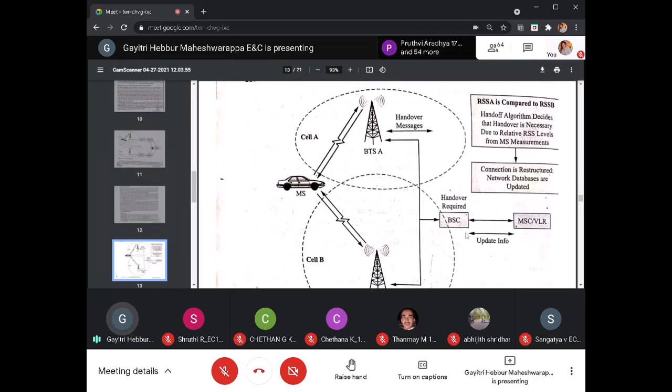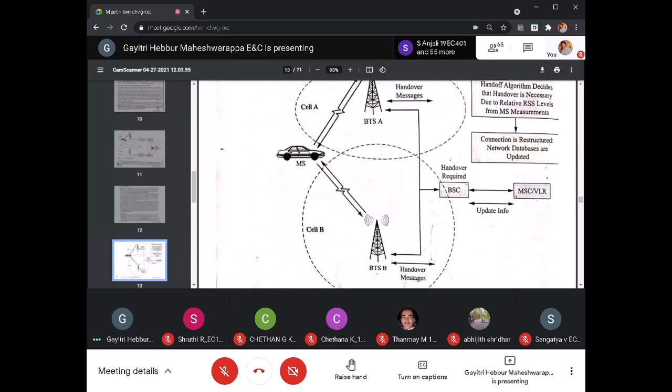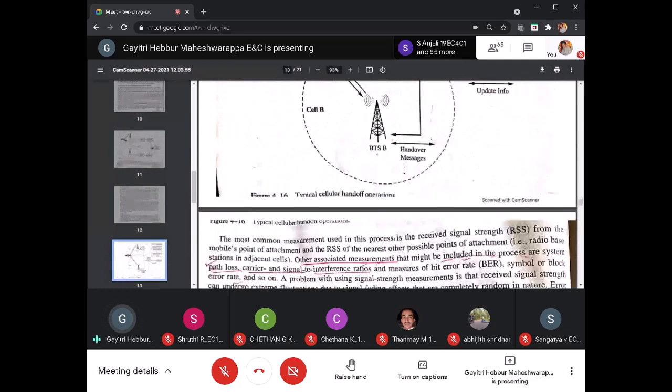Okay. So once it is done, then the information will be updated in the VLR, because when any new call comes, it should not go to base station A, because now the MS is in base station B. So that has to be updated in the database. So this is called the handoff operation.